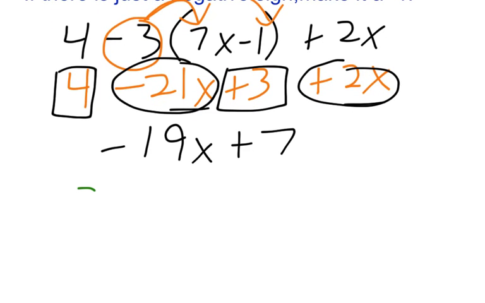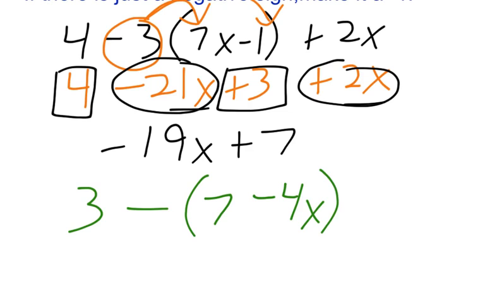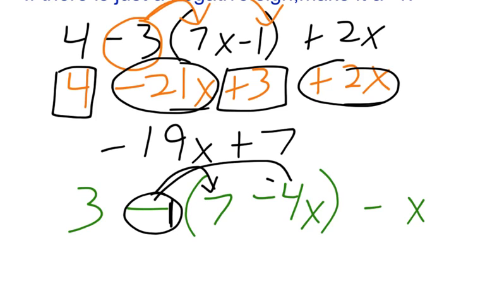All right, and for my last example, I'm going to use one that has a negative sign. So let's try 3 minus parentheses 7 minus 4x parentheses minus x. So here, this is really distributive property, and that's really like a negative 1 that I'm distributing. So I'm going to distribute that negative 1 to the 7, which makes it a negative 7. Negative 1 times negative 4x is a positive 4x. And then I just bring down the 3, and I bring down the negative x.